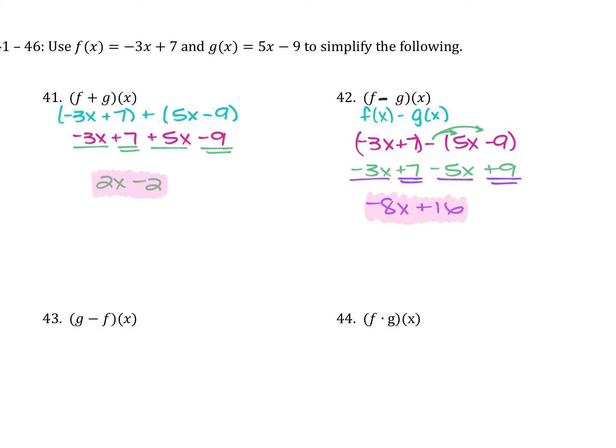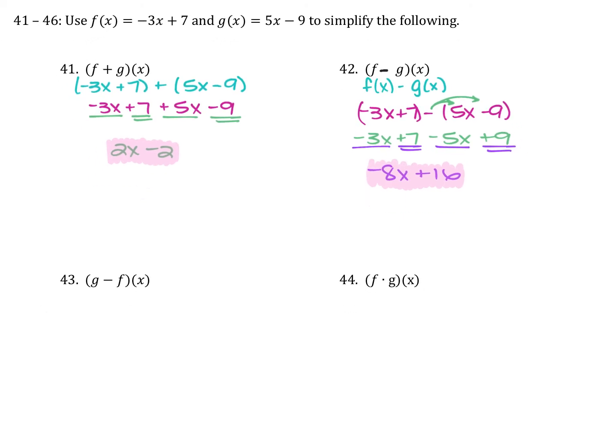You'll realize when you do number 43, which is g minus f of x, this is the same thing as saying g of x minus f of x. So you take g of x, which is the 5x minus 9, and then you subtract your f of x, the negative 3x plus 7, from it. You're still distributing that negative. The only difference is now you're going to have 5x minus 9 plus 3x minus 7.